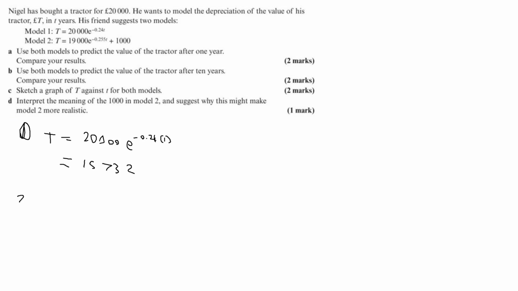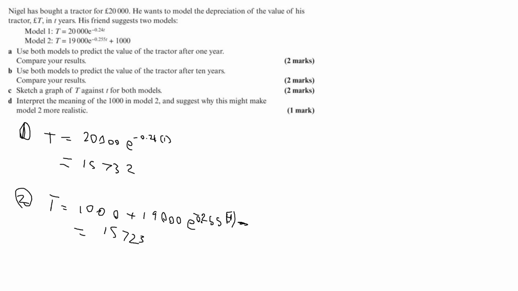For model 2, the value is going to be 1,000 plus 19,000 e to the negative 0.255t, and that's it. And we know t is 1, so let's just sub in 1. And I get an answer of 15,723. So only off by £9.